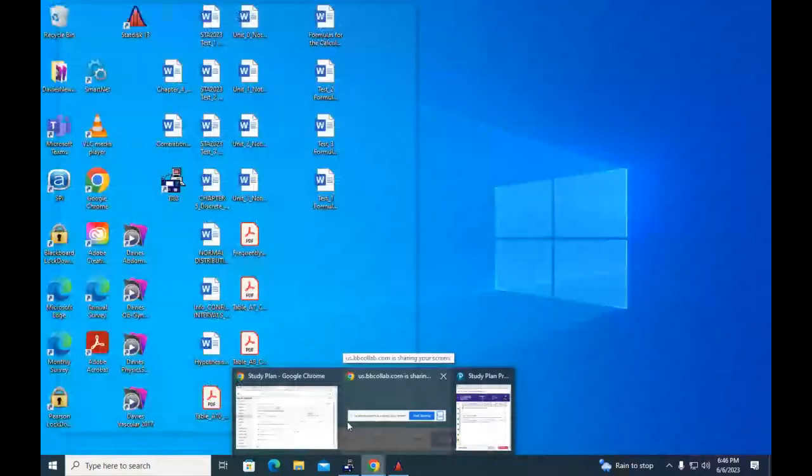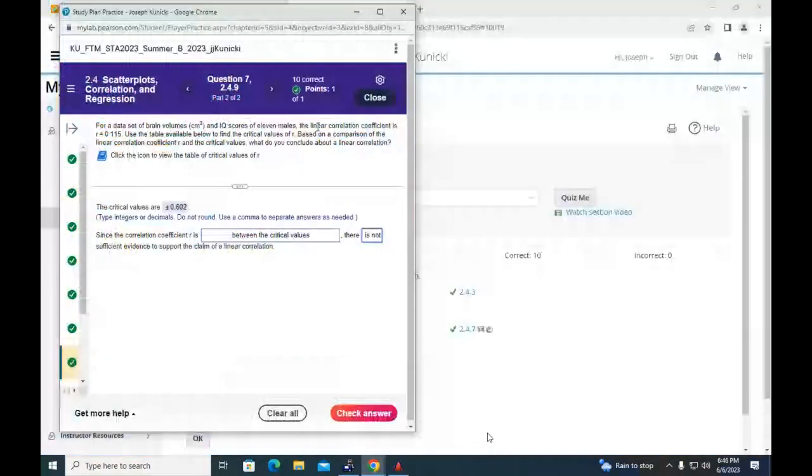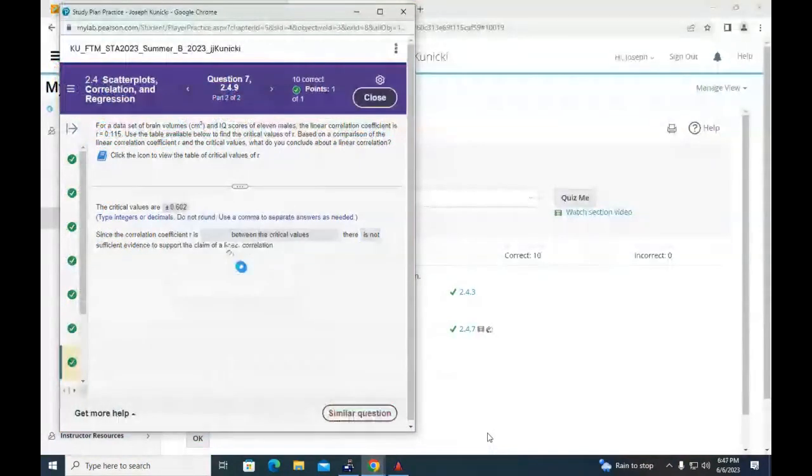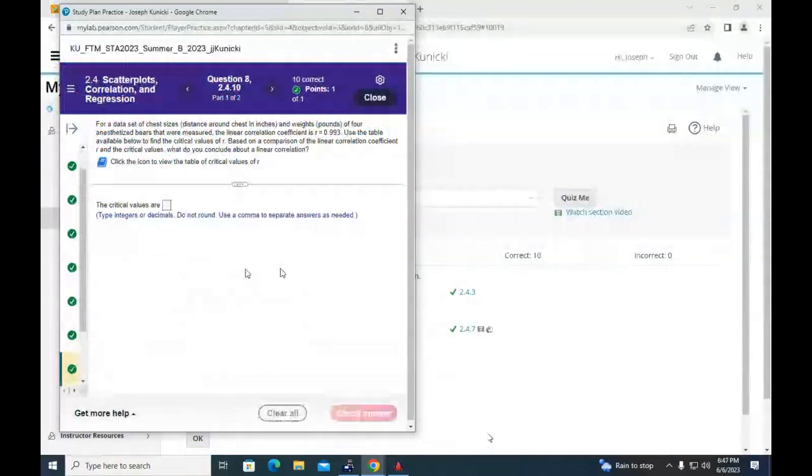All right, so let's just go ahead. We could talk about this the next time. Check answer. Okay, it's correct. They're going to give us another one. For a data set of chest sizes, the distance around the chest in inches, and weights in pounds of four bears that were measured, the linear correlation is R equals 0.993. That's pretty high. Use the table.